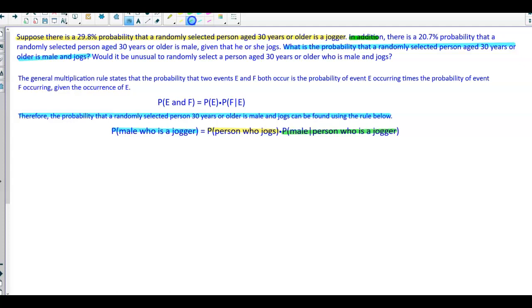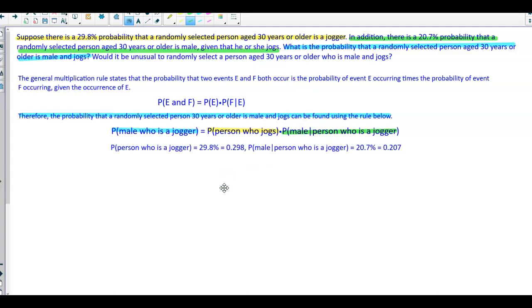So it says in addition here, there is a 20.7% probability that a randomly selected person aged 30 years or older is male, given that he or she jogs. So that would be this probability. Now, the probability of a person who is a jogger was 29.8%, highlighted in yellow. Converting it to a decimal is 0.298. The probability of a male, given the person is a jogger, is listed as 20.7%, and we're going to change that to a decimal, which is 0.207.